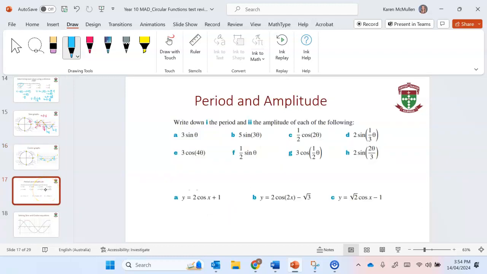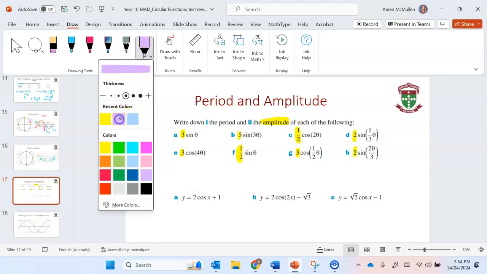All right, so your period and your amplitude. Your amplitude we'll do first. It is always easy to spot. It's just the number in front of your sine or your cos. So there are our amplitudes. All right, so we'll keep them colored in yellow.